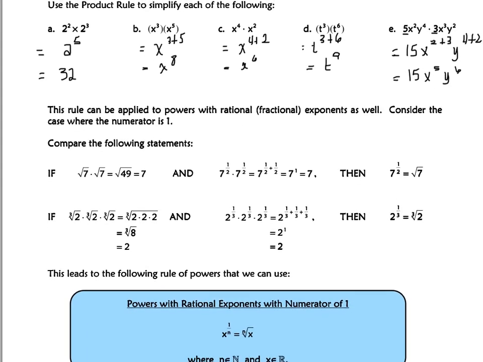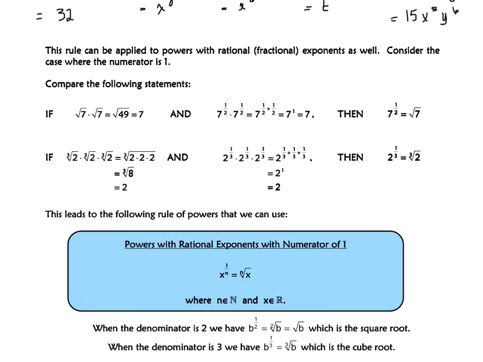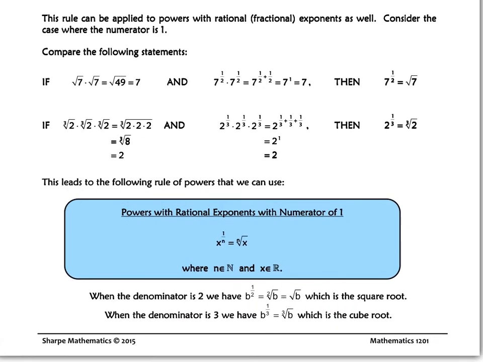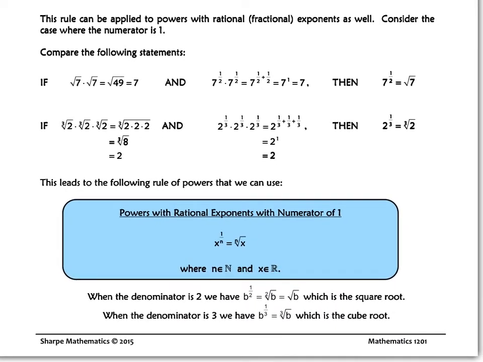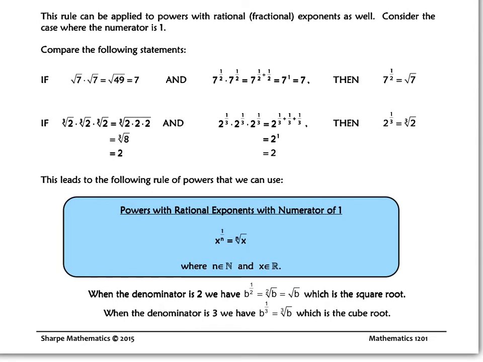Okay, so now if you take that rule, we can apply that rule to fractional exponents as well. So if we consider now, we're going to try to make a connection here between radicals and rational exponents. If we look at the statement root 7 times root 7, we get root 49, which we know is 7. If we look at the expression 7 to the half times 7 to the half, using that rule of exponents we just reviewed, we get 7 to the half plus a half, which is also 7. So it seems as if root 7 times root 7 is exactly the same as 7 to the half times 7 to the half.